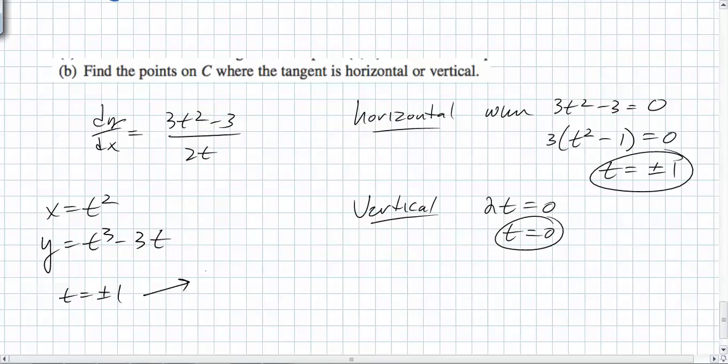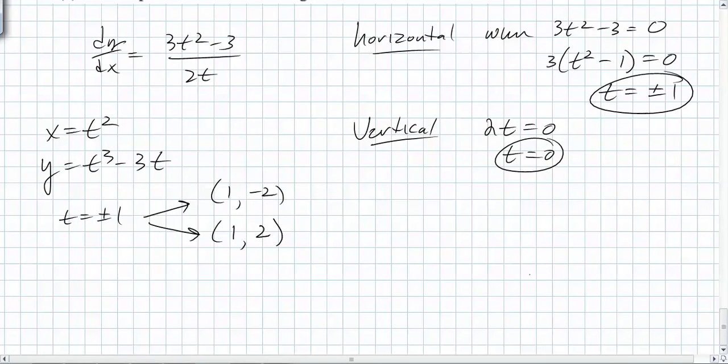So when t is equal to plus or minus 1, what does that mean about the points? It's going to be (1, negative 2), and (1, ...) x is positive because I can't square anything to get a negative, that's correct. But y is going to be negative 1 plus 3, so it's going to be 2. Is that correct? So we know the tangent lines are horizontal there, and vertical at time equals 0. Time equals 0 means it's just going to be (0, 0). That's kind of cool.